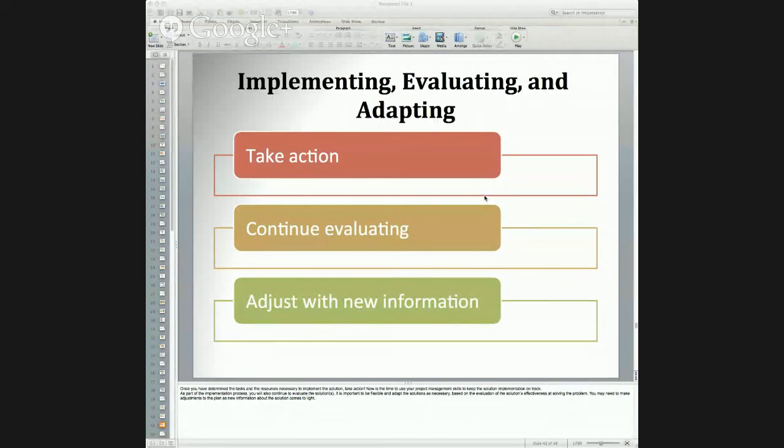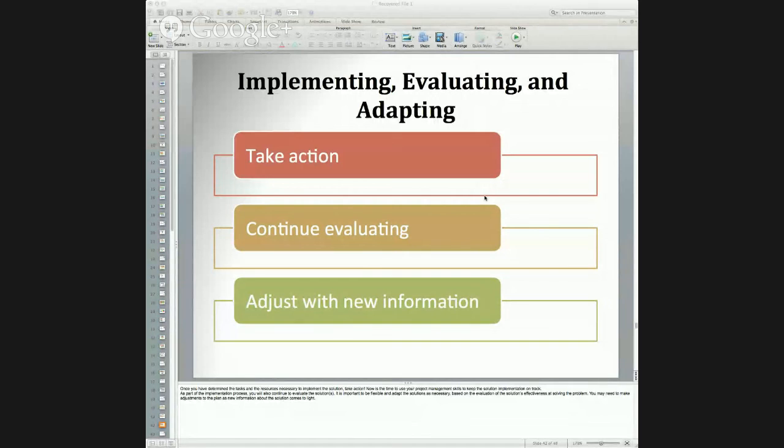Module 11. So now it should be clear and understood. Module 10. The last thing we talked about in Module 10 was implementing, evaluating, and adapting. Imagine coming up with solutions and plans for the next situation if it occurred. Without implementing, taking action, continuous evaluation, adjusting with new information, you will be standing in one place and you will be facing these difficulties and these problems over and over, and your solutions will never put these problems to an end.